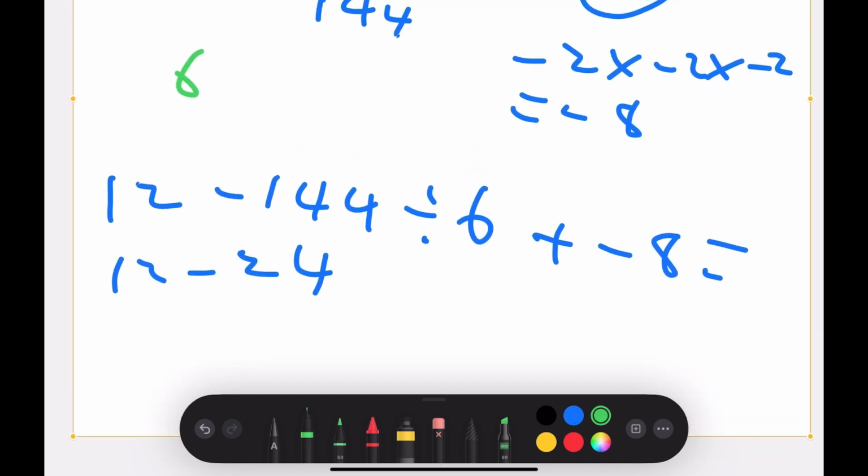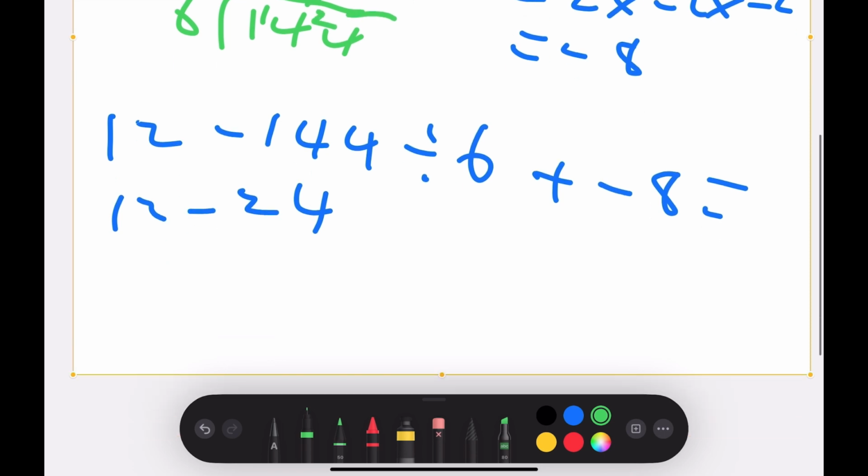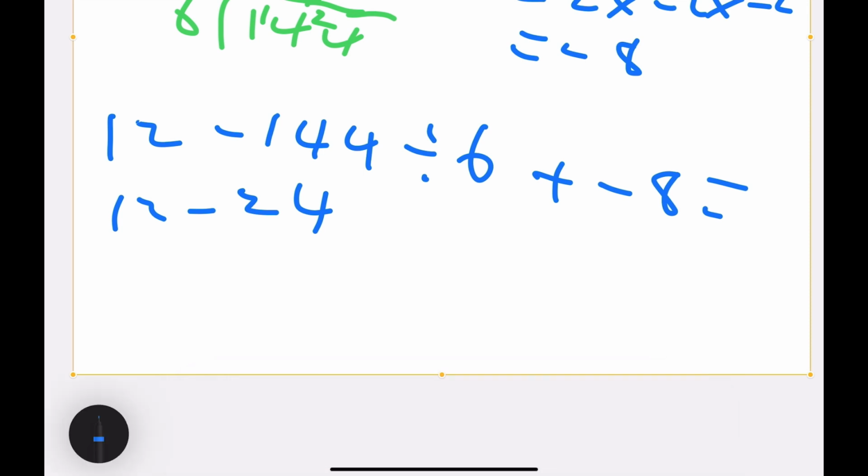So 6 into 144. So 6 goes into 1 0 times, has a remainder of 1. 6 goes into 14 twice, has a remainder of 2. And 6 goes into 24 4 times. So it'd be 24, which is what I got. So 12 minus 24 minus 8, as when you're plussing a negative, it becomes negative.